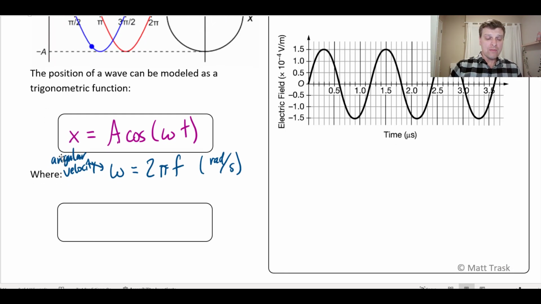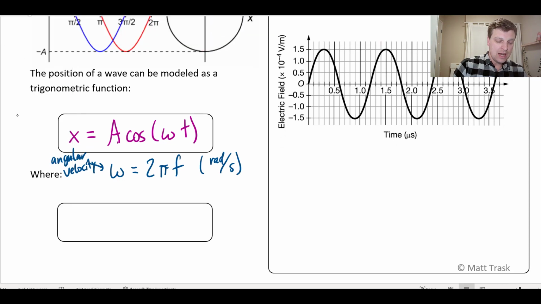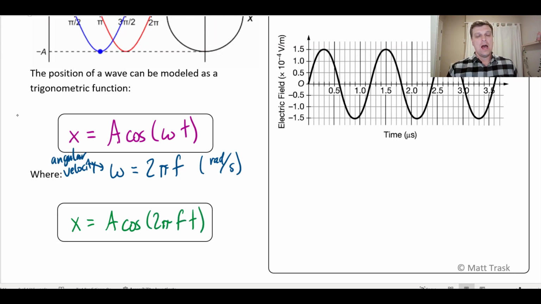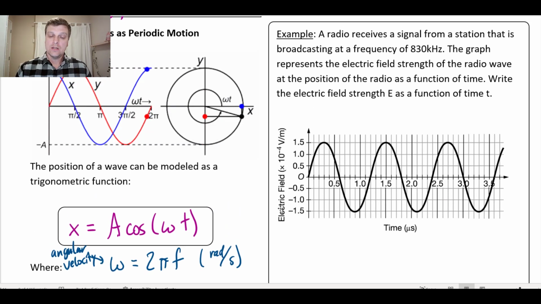Now, if I substitute this into that equation I just had, we can see that I could model this as x equals A times the cosine of 2 pi f times t. And again, I could use this to model the position or different properties of the wave. So as an example of that, let's jump over here and take a look at this. I got a radio wave, receives a signal from a radio station broadcasting at a frequency of 830 kilohertz, so 830,000 hertz.